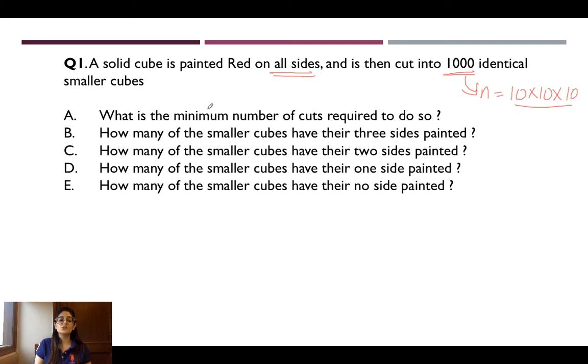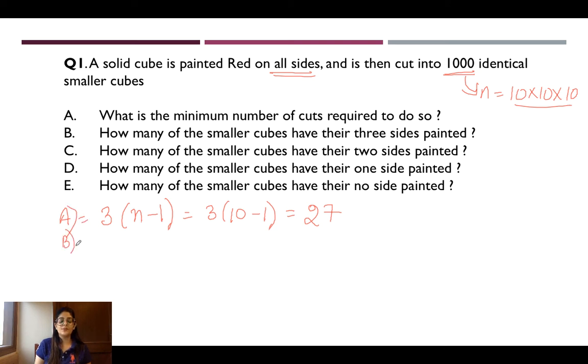Now first question is, what is the minimum number of cuts required to do so? So as I explained, there is a number of cuts, meaning how many cuts you have to make so that you get 1000 identical cubes. So the formula for that is going to be 3, and then you have n minus 1. So it is 3 and 10 minus 1. So quickly it is 9 and the answer is going to be 27. Alright, so this is the answer for A.